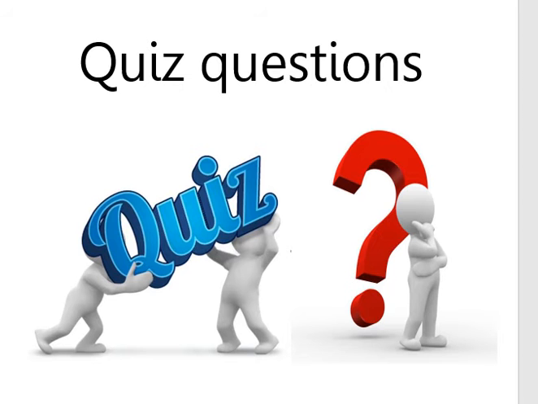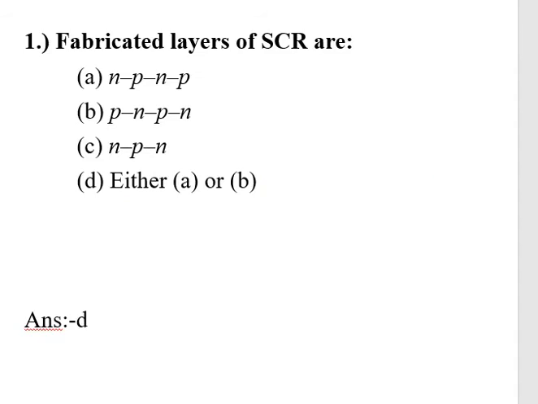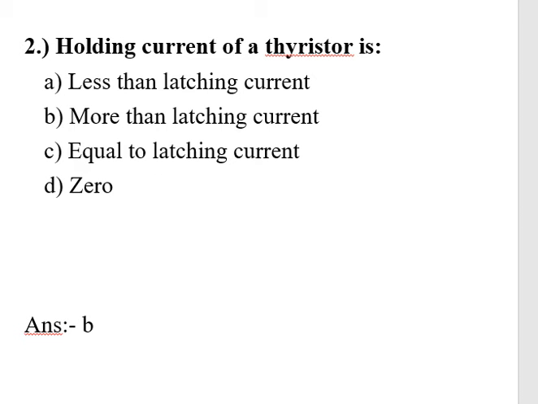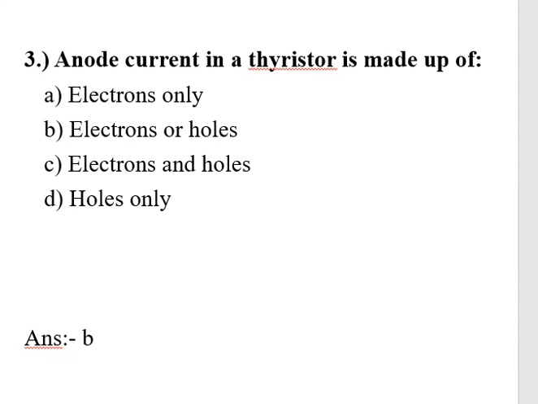Then we have quiz questions at last. The first quiz question: the fabricated layers of SCR are? The answer is D, either A or B, that is NPNP or PNPN. The next: the holding current of the thyristor is more than the latching current, or less? It is always less than latching current. Then next: the anode current in a thyristor is made up of electrons or holes? Either it can be electrons or holes.